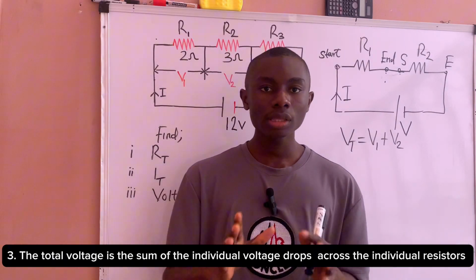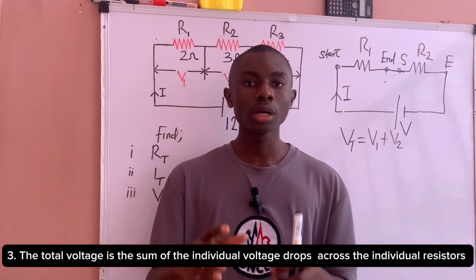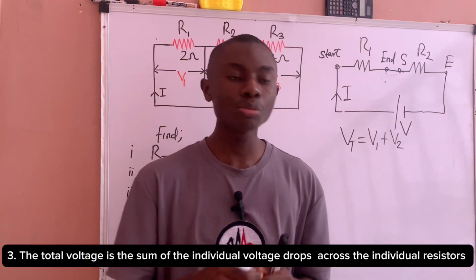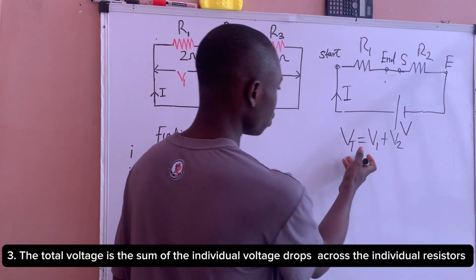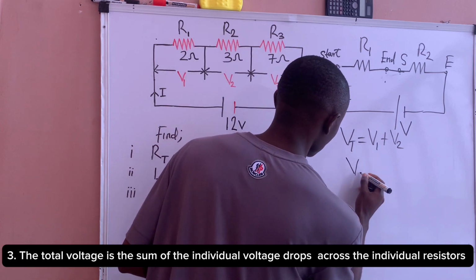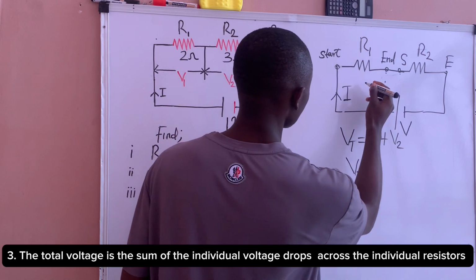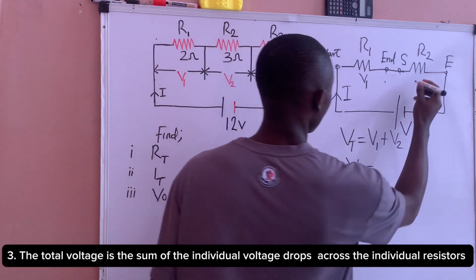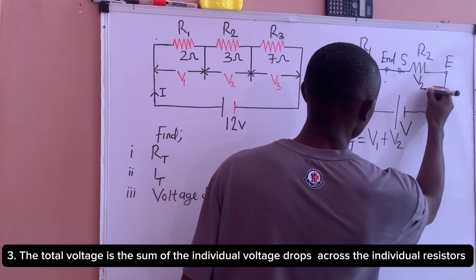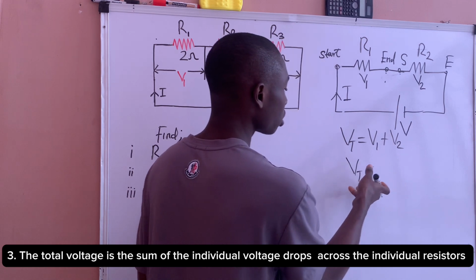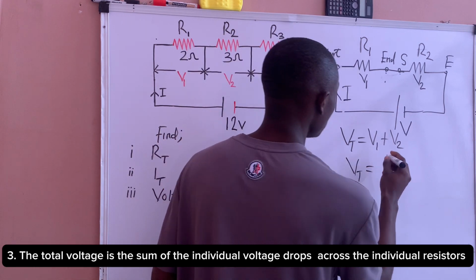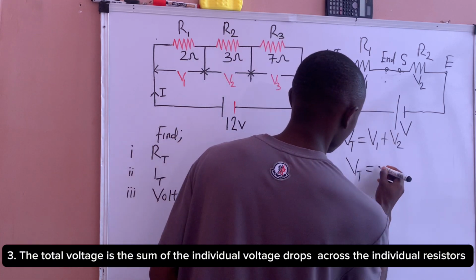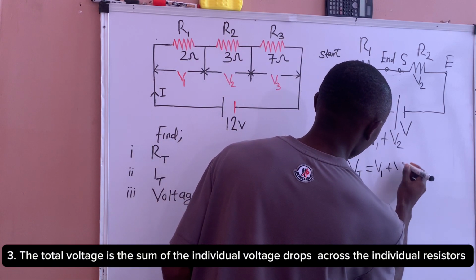Resistor. The total voltage is the sum of the voltage drop across the individual resistors. I just explained that Vt, the total voltage, is the sum of the voltage drop across resistor R1, which is V1, and the voltage drop across resistor R2, which is V2. So the total supply voltage will be the sum of the voltage drops across the individual resistances, which is V1 plus V2.